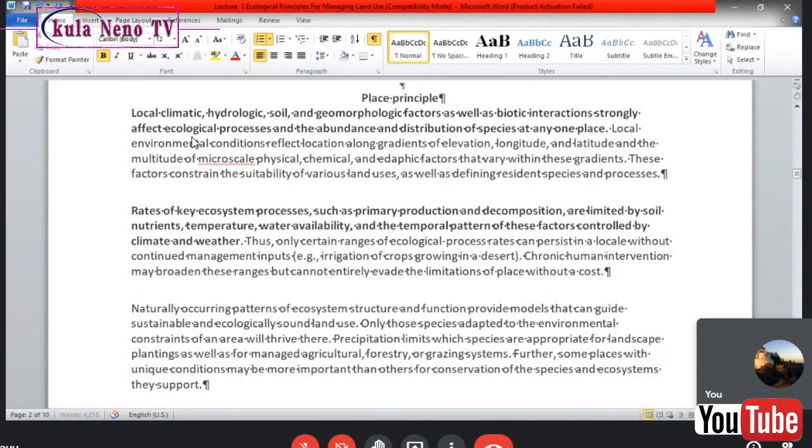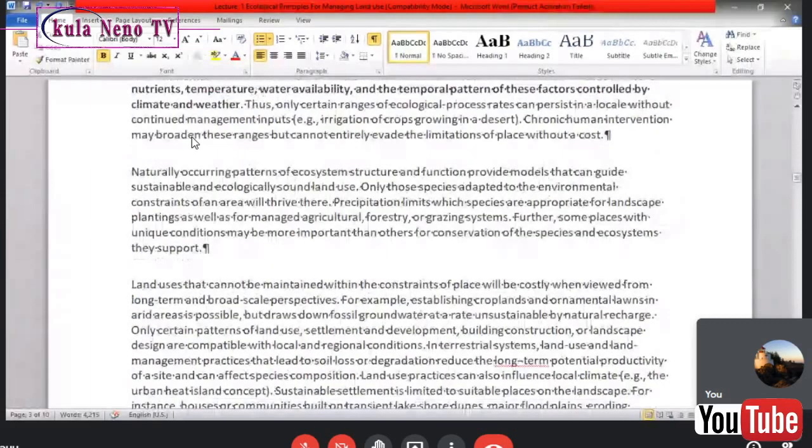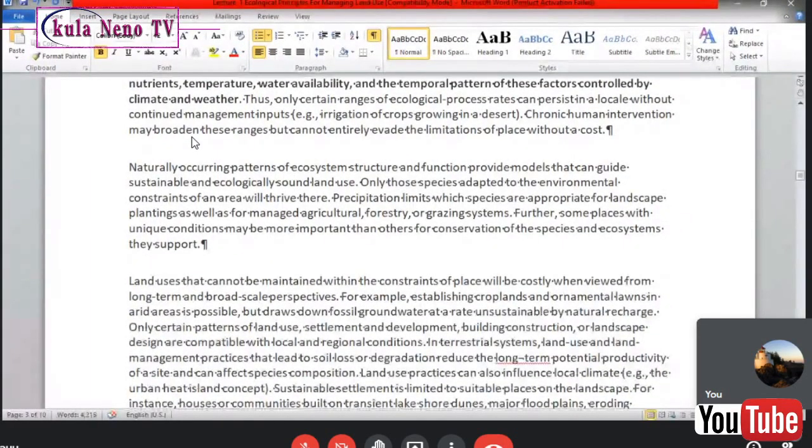Now, there are some species that adapt to this kind of climate, let me call it the land setup. They have adapted there, that is where they thrive. It is important to know whatever the area is like.